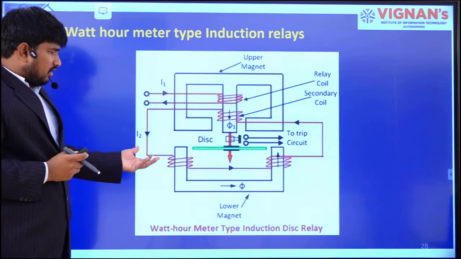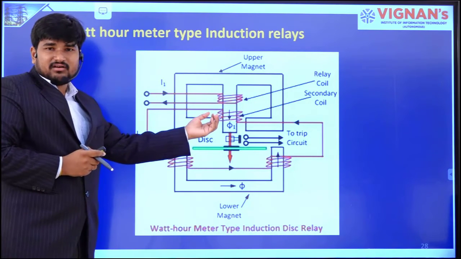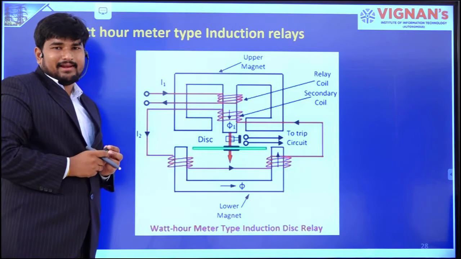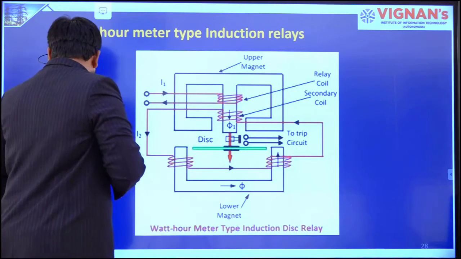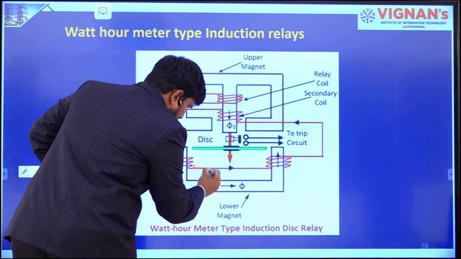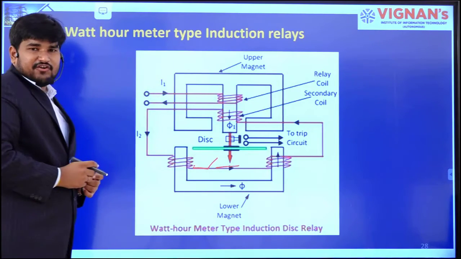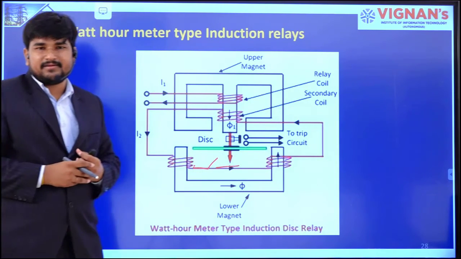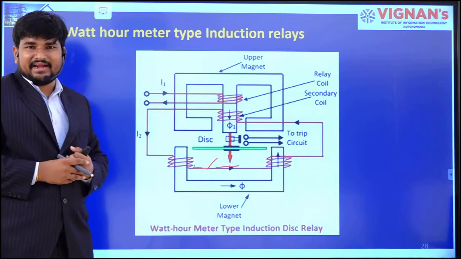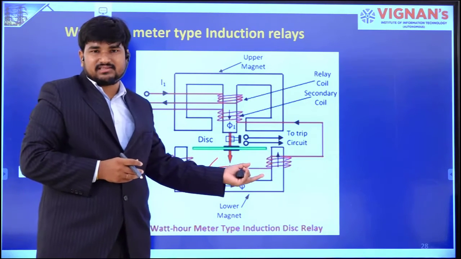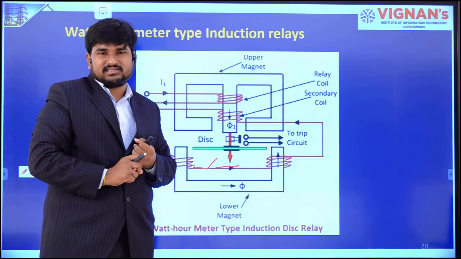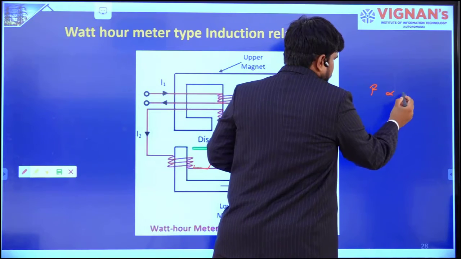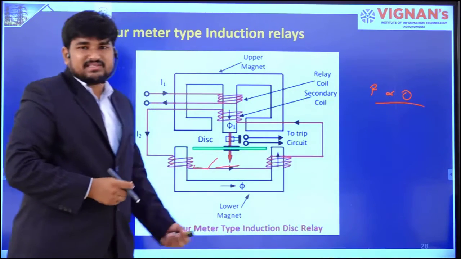Now, in this operation, for example, if you are not placing the secondary coil, or if you open the secondary coil, for example, here we have a switch. If we open the secondary coil, there is no creation of secondary current, right? So there is no secondary flux, and there is no interaction of two fluxes. Hence, the force will be 0.